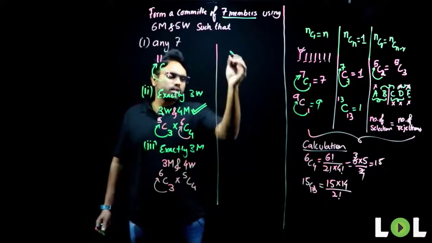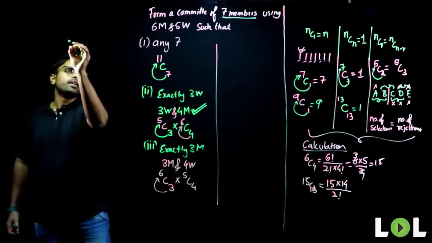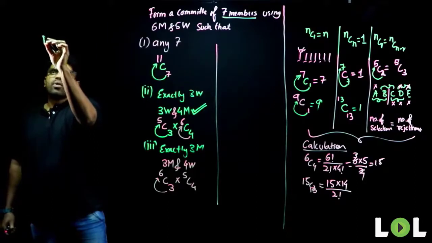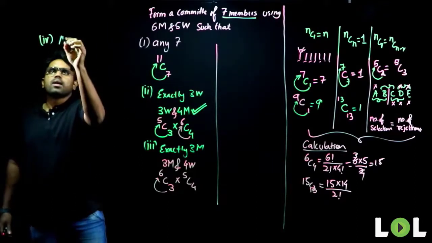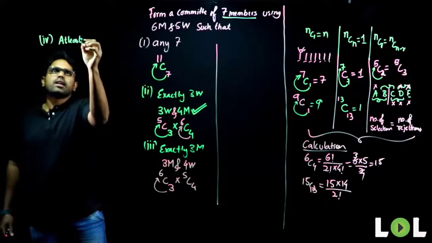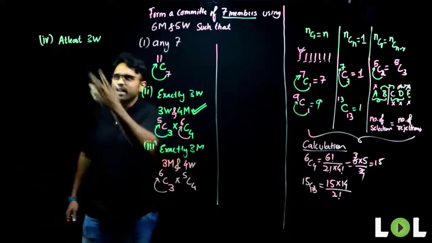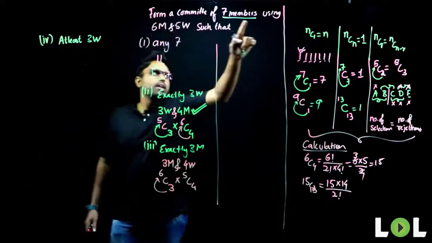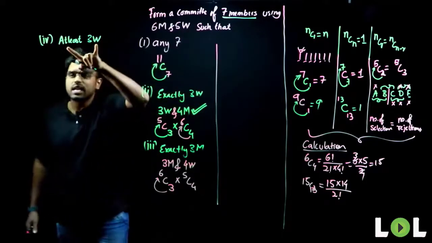Now, let's say the question is something like this. Let me take it here. 4th one. It goes something like this. At least 3 women. Start thinking. What am I doing here? The condition says what? Form a committee of 7 members using 6 men and 5 women such that there are at least 3 women.